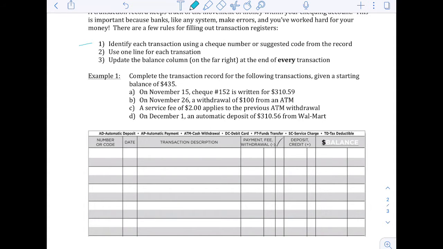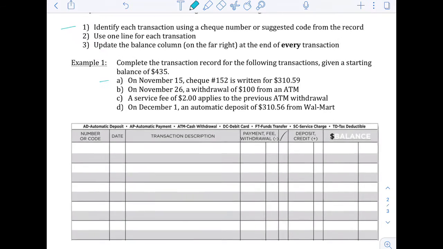Complete a transaction record for the following transactions given a starting balance of $435. So we have $435 in our bank account currently. A. On November 15th, check 152 was written for $310.59. So we want to record that down in our work.